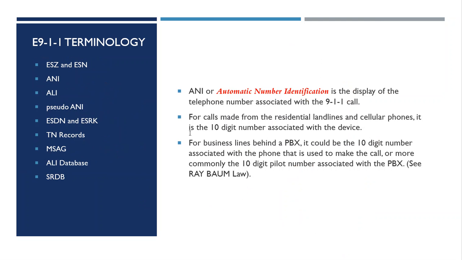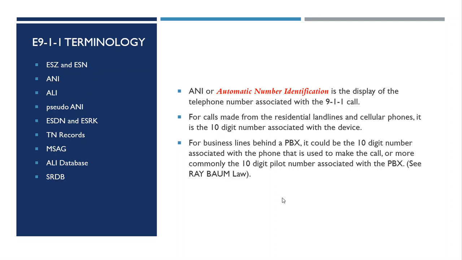Next, let's talk about what's called the automatic number identification, or ANI. ANI and ALI are the common terminology used in the PSAP. The automatic number identification refers to the display of the telephone number for an incoming 911 call. For calls made from residential landlines and cellular phones, it is the 10-digit number associated with the device.